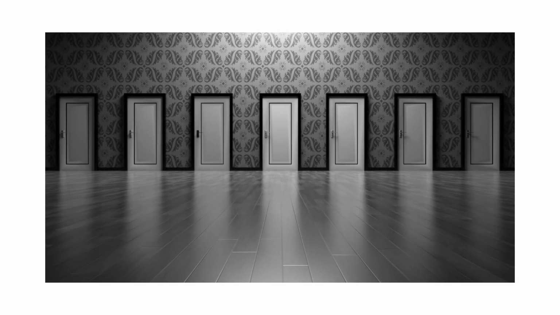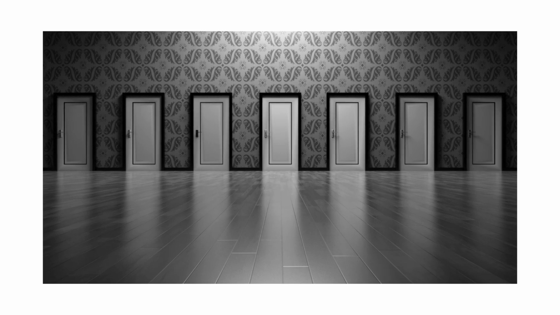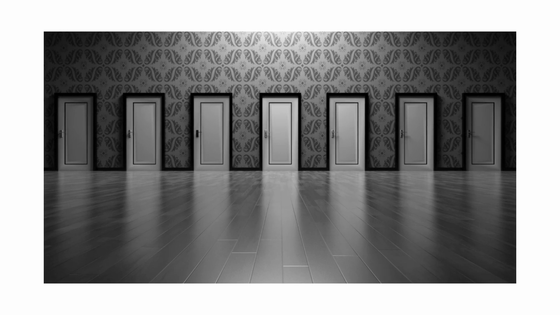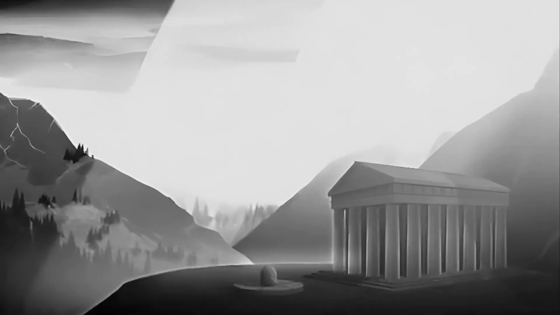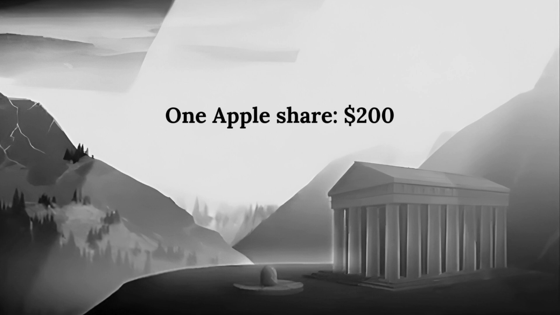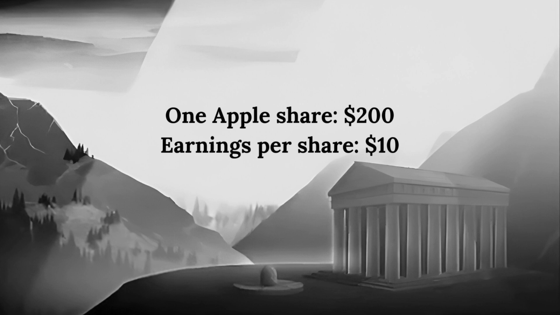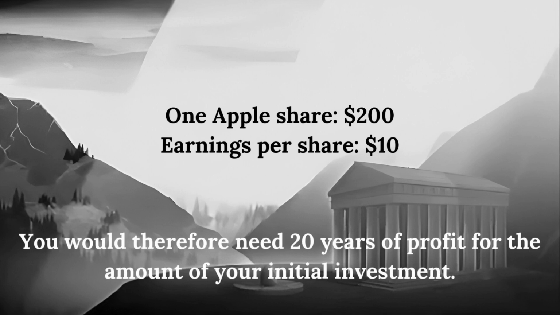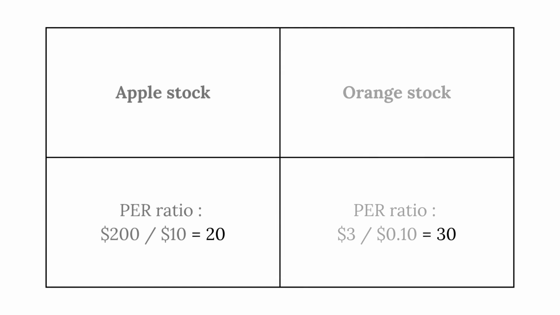The advantage of the PE ratio is that it enables an investor to compare different companies using a single calculation. Example: an Apple share is worth $200 and generates a net profit of $10. The PE ratio expresses the number of years of earnings an investor is prepared to pay for a share. Note that a stock with a price tag of several $100s may be less expensive than one with a price tag of a few dollars.